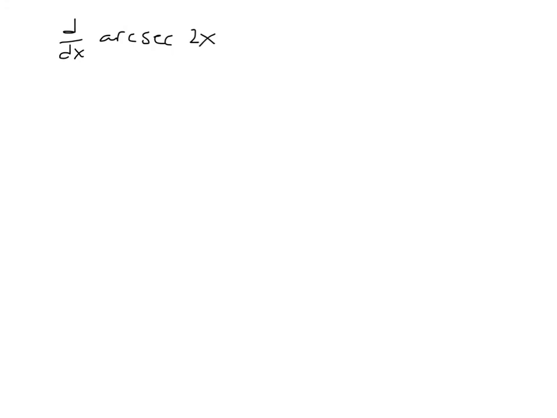Last one I want to take a look at in terms of examples on this one is finding the derivative of the arc secant of 2x. Well, again, what we know on this one is that the derivative with respect to x of the arc secant of u is going to be u prime all over the absolute value of u times the square root of u squared minus 1. So in this particular problem, I know that u is equal to 2x, so u prime is equal to 2.